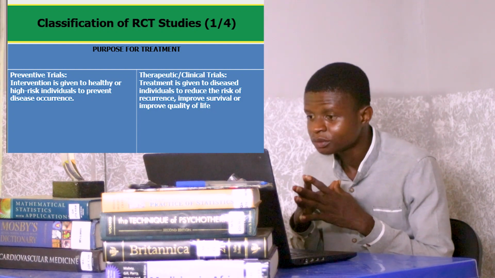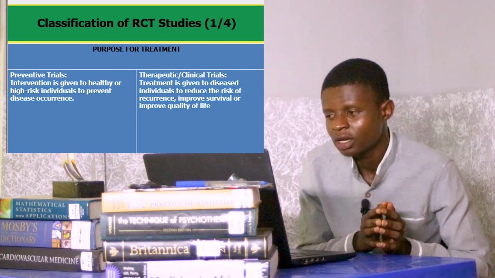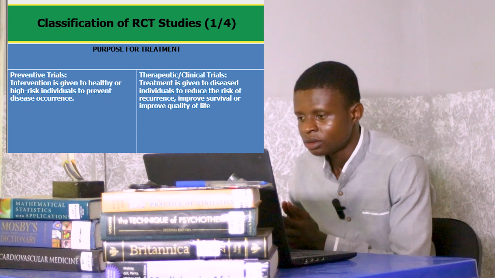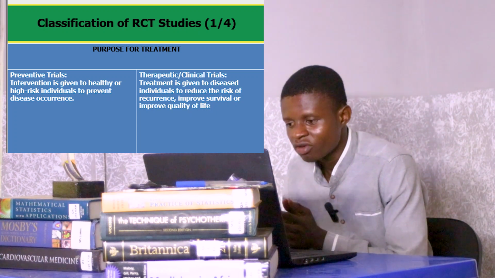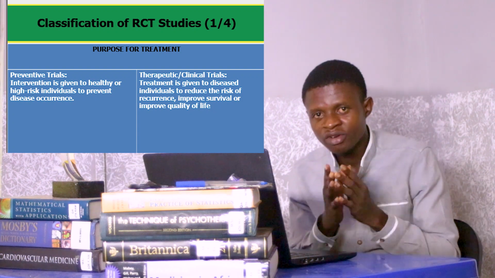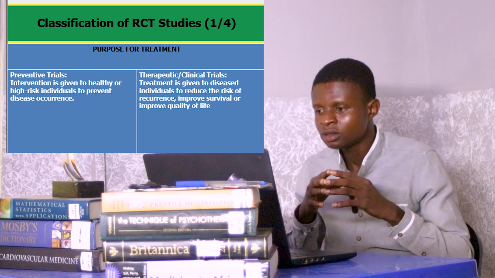So when you come to the classification, we have preventive trial, and then therapeutic or clinical trial. So with the preventive trial, it is an intervention given to healthy or high risk individuals to prevent disease. So this one, it is just a trial that we are doing to prevent the occurrence of a disease. So most of the preventive trials are vaccine. We are giving vaccine. So that is polio vaccine that we normally give to children under 5.